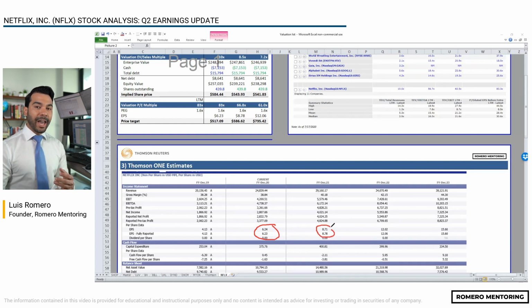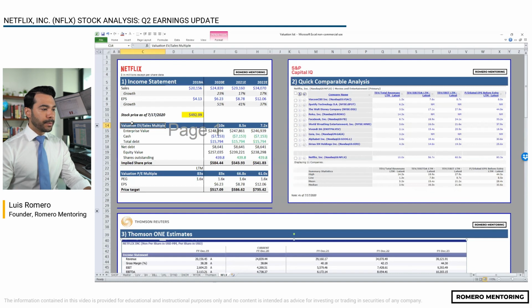Okay. So we have two variables. We have top line revenue growth and we have bottom line earnings per share growth. Now the question becomes, as an analyst or as an investor, what should you pay for that growth on a sales basis and a PE basis? So here we have two ways of valuing the business. We have valuation using sales multiple and valuation using PE multiple.